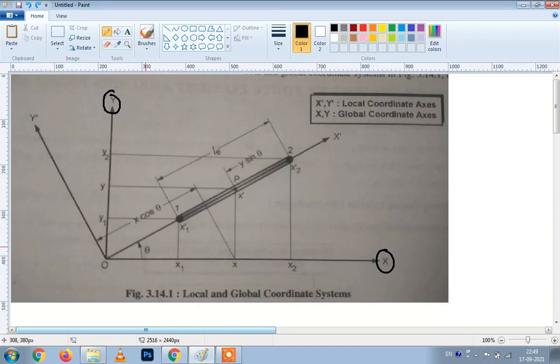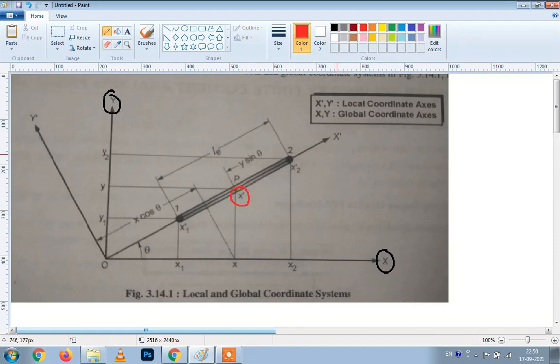Now this angle theta is the angle made by the local coordinate axis x dash with the corresponding global coordinate axis x, measured in the counterclockwise direction. So theta is the angle between the global x axis and the local x dash axis, and it is measured in the counterclockwise direction. Whenever we measure an angle in the counterclockwise direction, always remember that we consider this angle as positive.